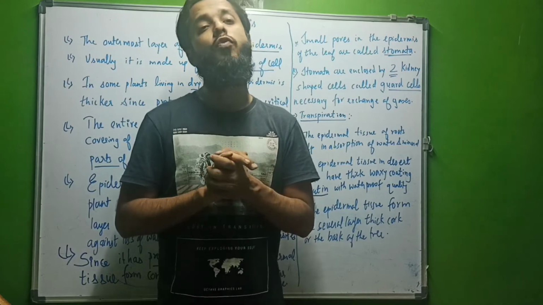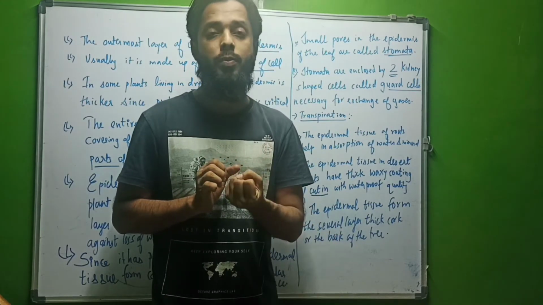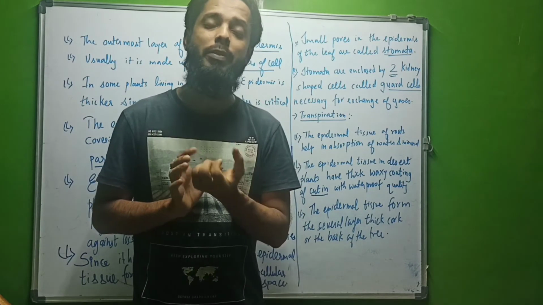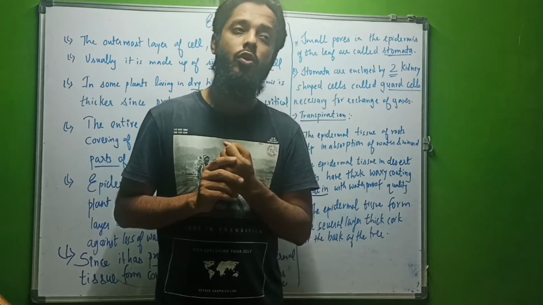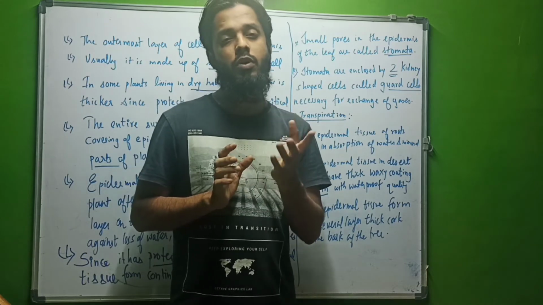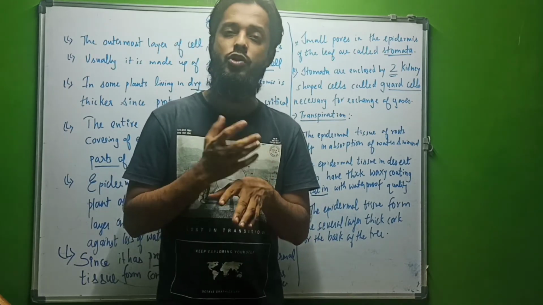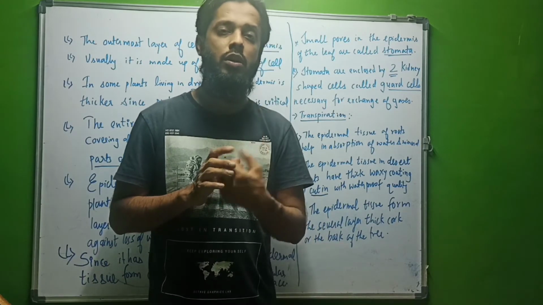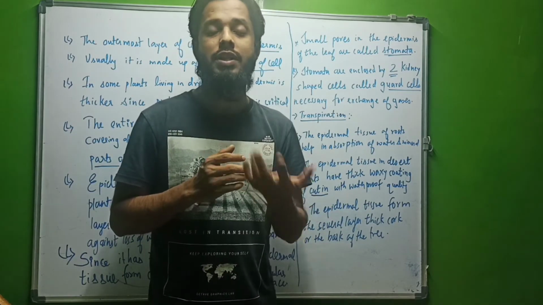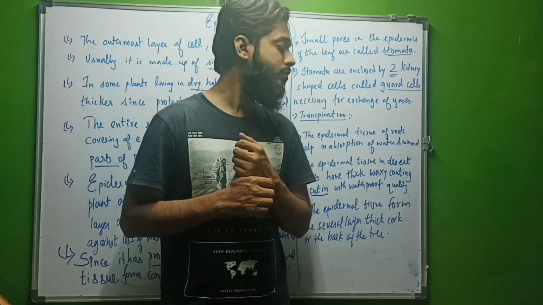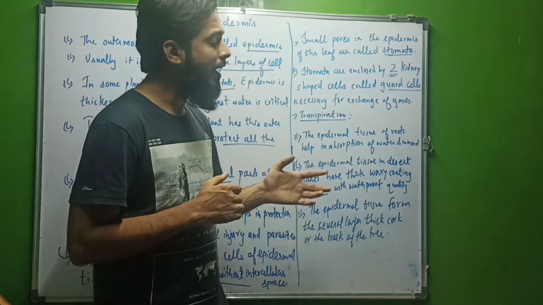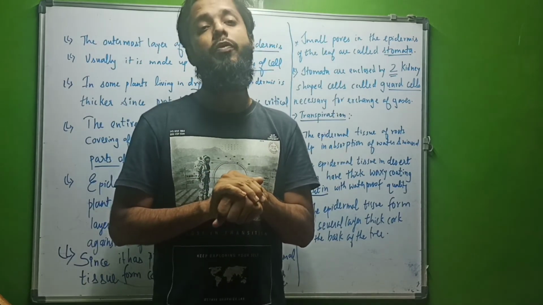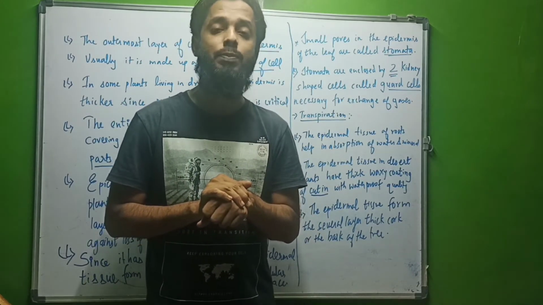Epidermal cells of roots. Roots क्या करते हैं? पानी absorb करते हैं, minerals absorb करते हैं soil में से. So the epidermis of root hair is also known as epiblema. Okay, epiblema is the epidermis of root cells. So root absorbs the water and minerals from the soil, and obviously it is conducted by xylem to the upper parts of the plants.